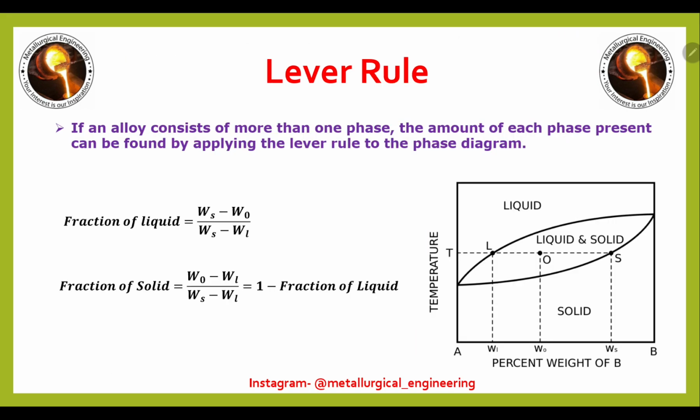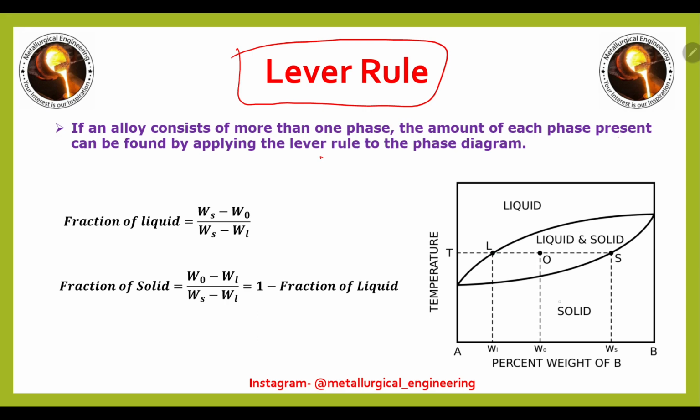Next one is the lever rule. The lever rule is used to get the fraction of phases present, and it is used for a binary phase diagram or ternary phase diagram. So if an alloy consists of more than one phase, the amount of each phase present can be found by applying the lever rule in the phase diagram. Here we have given an example of a binary phase diagram. It is a binary isomorphous phase diagram, and here we have a liquid and solid phase.